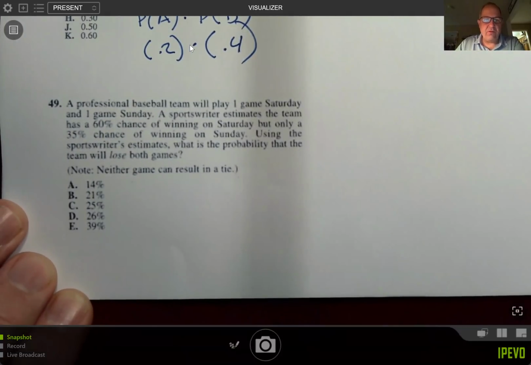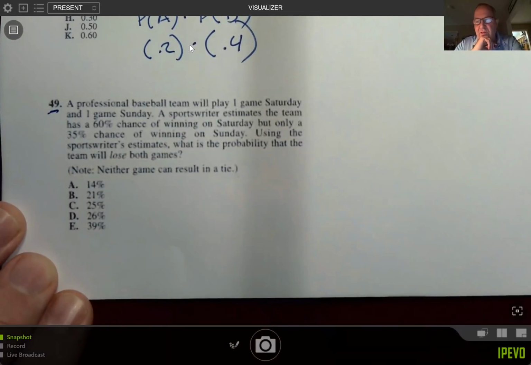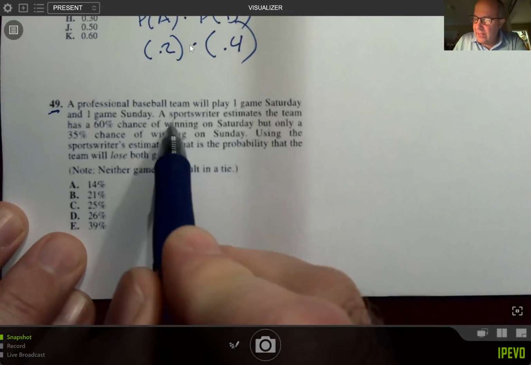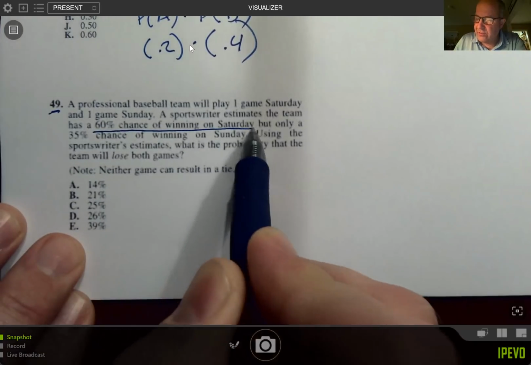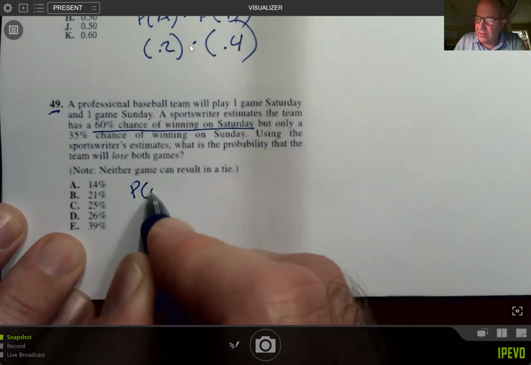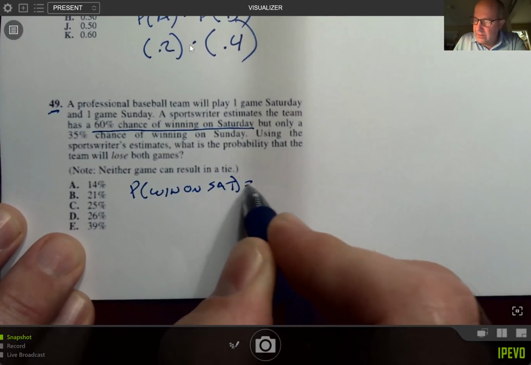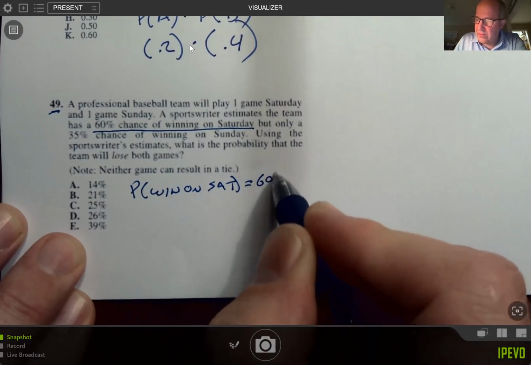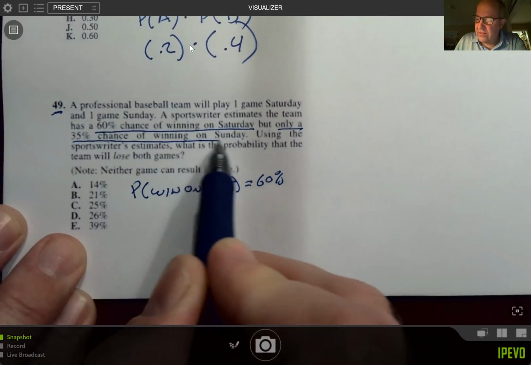I think this one is a true number 49. I think those previous ones could have been in the first 10 questions. We should write down the information as we see it. Like we can see here, they estimate the team has a 60% chance of winning on Saturday. So I should say probability of winning on a Saturday is 60%. And it says only a 35% chance of winning on Sunday.